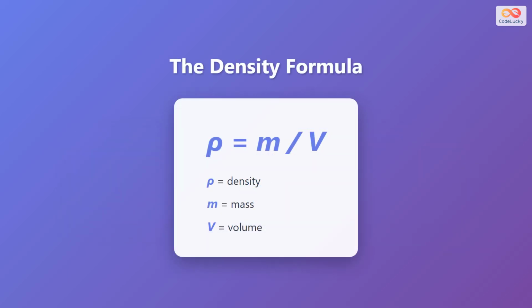The formula for density is written as ρ equals mass divided by volume. Here, ρ, represented by the Greek letter, is the symbol for density. Mass, represented by m, is the amount of matter in an object measured in kilograms or grams. Volume, represented by v, is the space the object occupies measured in cubic meters or cubic centimeters. By dividing mass by volume, we determine how much mass exists per unit of volume.